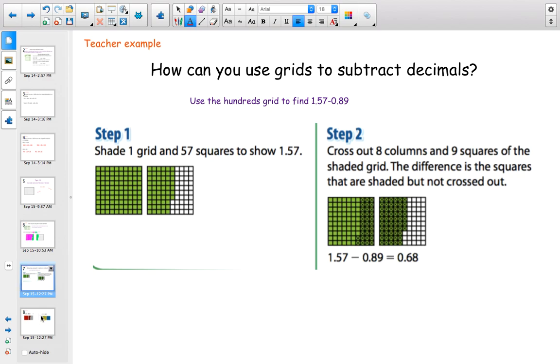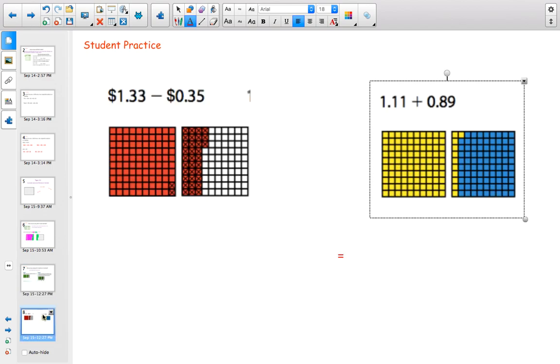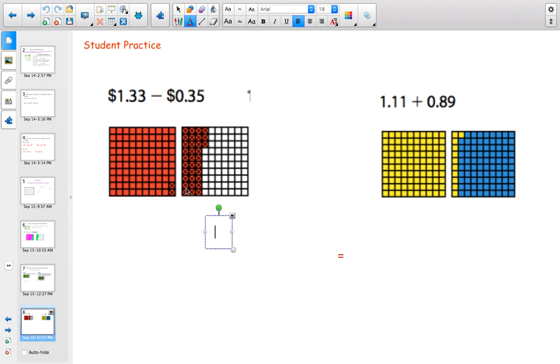Let's do some more together. Oh, sorry, you guys are going to do these ones on your own. So here again, you have the models. Here's a subtraction problem, and here we have an addition problem, and I'm going to label them for you. Here we have number 1, and here we're going to have number 2. I want you to go ahead and solve number 1 on your own. Type in your answer, and then click submit when you're ready.